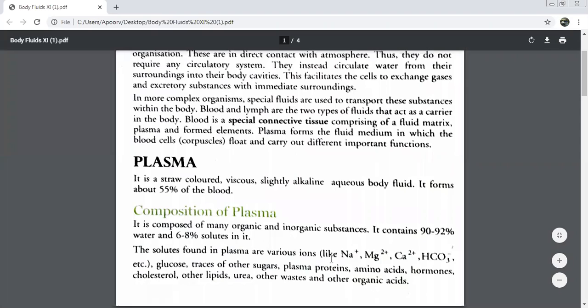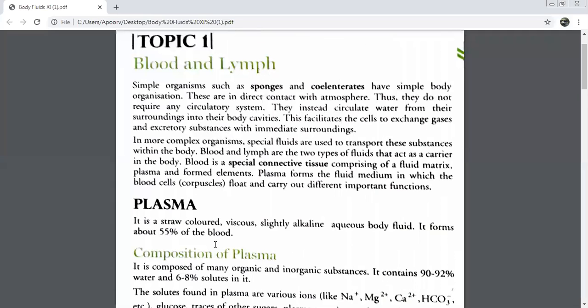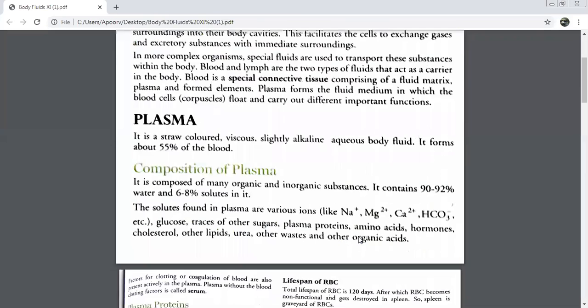Let's come to the composition of plasma. It is made up of many organic and inorganic substances. 90 to 92% is water and 6 to 8% is solutes. How much percent of water? 90 to 92. That is why we used the word aqueous for plasma. Very good. And how much percent of solutes? 6 to 8%. So which are these 6 to 8% solutes?